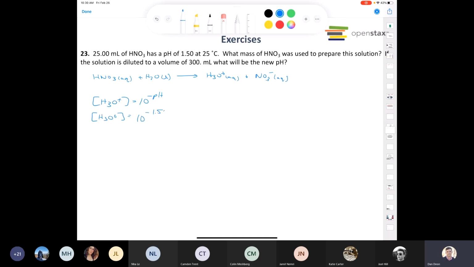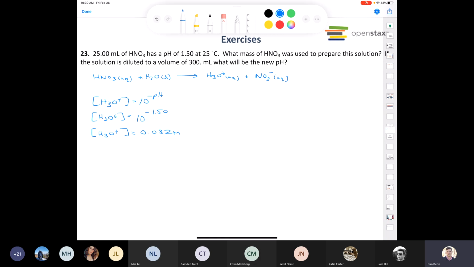the negative 1.50. I've got 2 decimal places. I report my concentration of hydronium to 2 decimal places, and I get 0.032 molar. Let me just double check that quickly on the calculator. By the way, if you guys don't mind checking my calculations, yeah, looks good. Okay, so there's my concentration of hydronium.